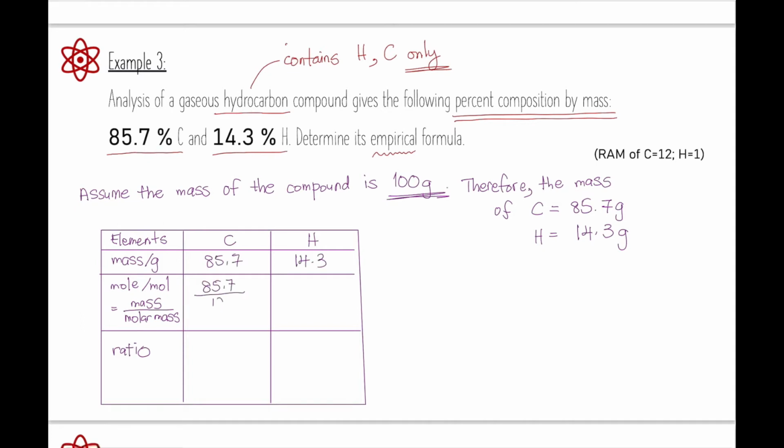Calculate the number of mole by dividing mass with molar mass, and then compare which one has the smallest number of mole so that we can find out which one will be the denominator to calculate the simplest ratio.